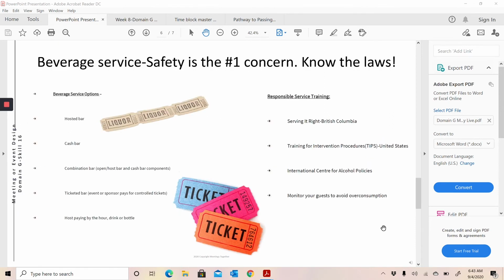My favorite thing to talk about, the bar, beverage service. Safety is the number one concern. So make sure you know all the laws in the location that your meeting is being held.